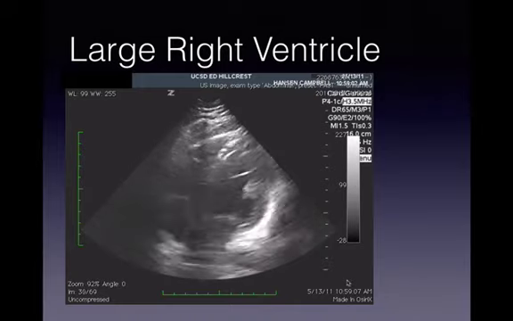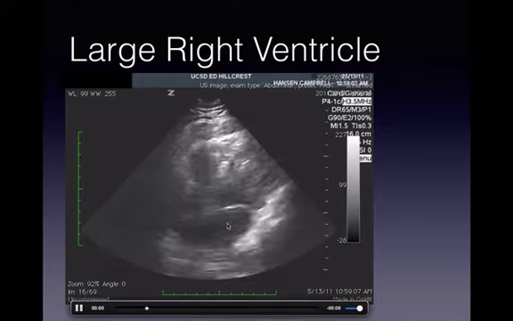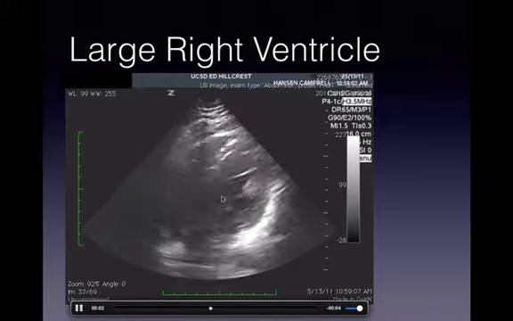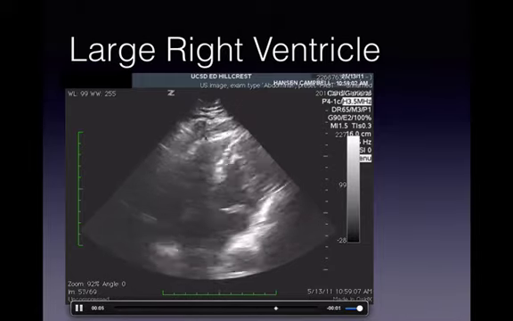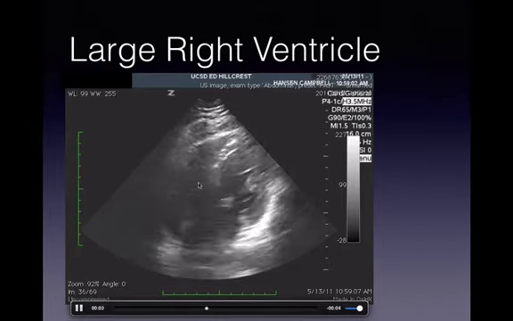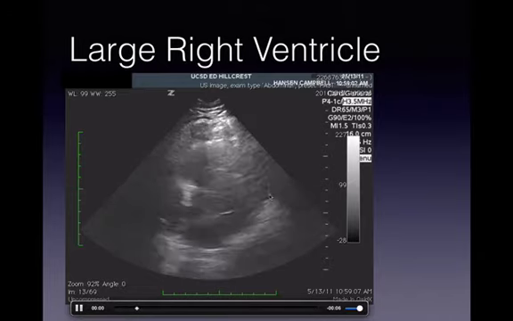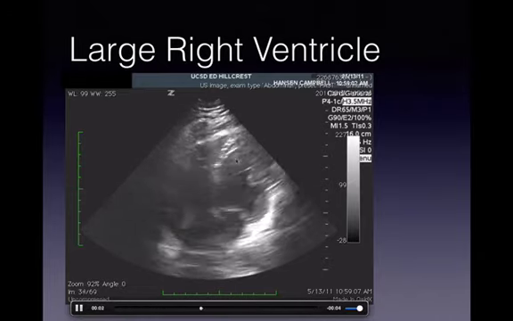Here's an example of a descending aorta right here, left atrium, left ventricle, and we can see that the right ventricle here is about as big as the left ventricle, and that would be enlarged. We also see here that we have some LVH in this heart.